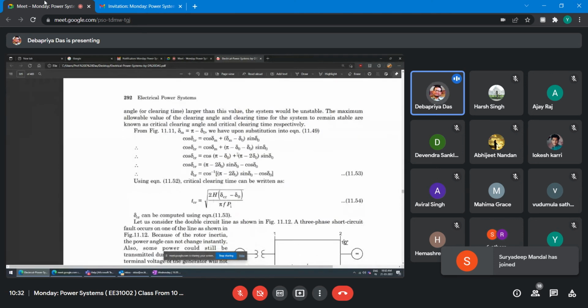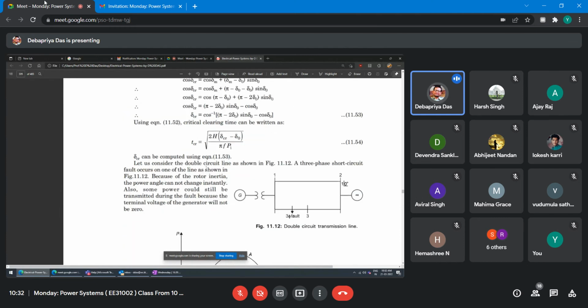If you do so, you substitute and simplify, then you will get delta critical as cos inverse of the bracket (pi minus 2 delta 0) into sine delta 0 minus cos delta 0. Therefore the critical clearing time TCR will be given in terms of delta CR and delta 0. So delta C can be computed using equation 53. This data will be given. This delta CR can be easily calculated if you know delta 0, and if you know H and f and pi, delta CR will be calculated from here. You substitute delta CR here, so you will get the critical clearing time, right?